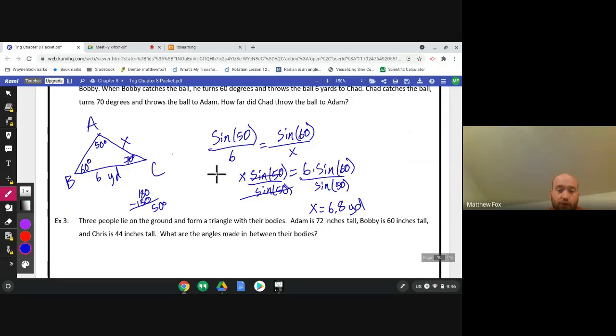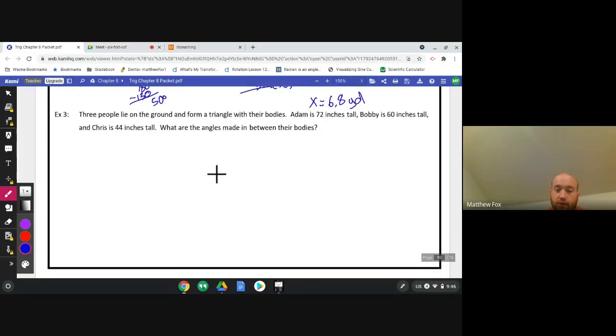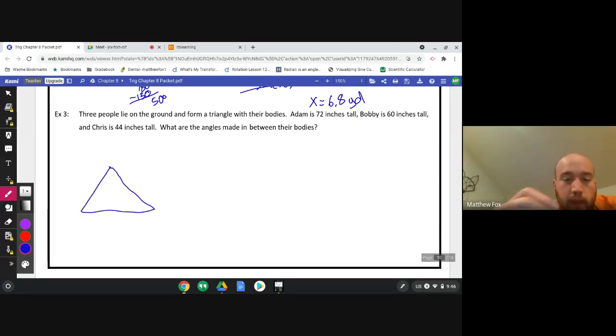The final one we're going to do today, once again, Adam, Bobby, and Chad, the same 3 people, are lying in the ground, forming a triangle with their bodies. Okay, so we know we're going to have a triangle. Now, Adam's 72 inches tall, so let's put that on one side. It says Bobby's 60 inches tall. Chad is only 44 inches tall.